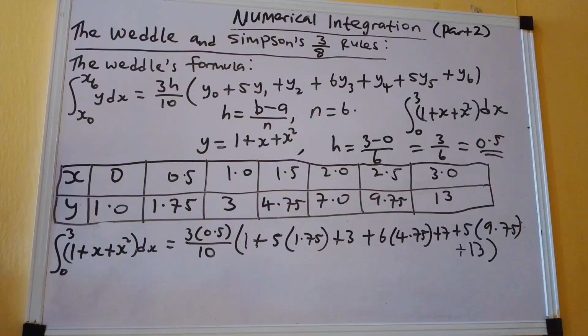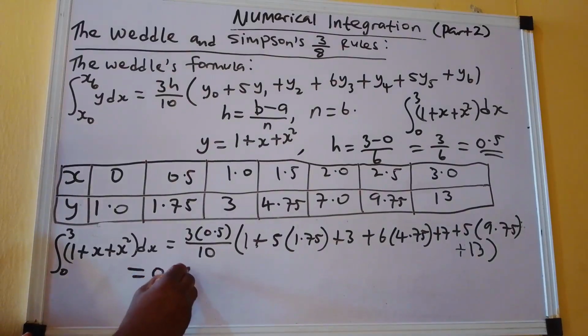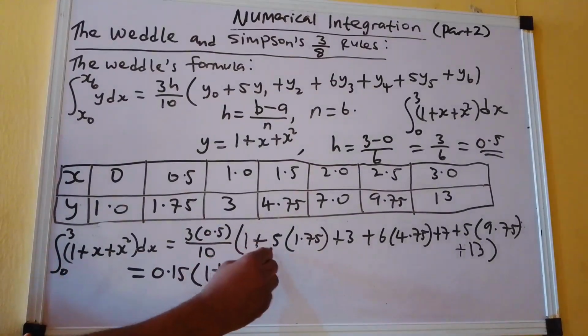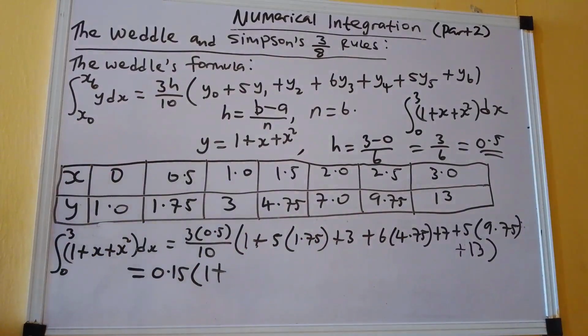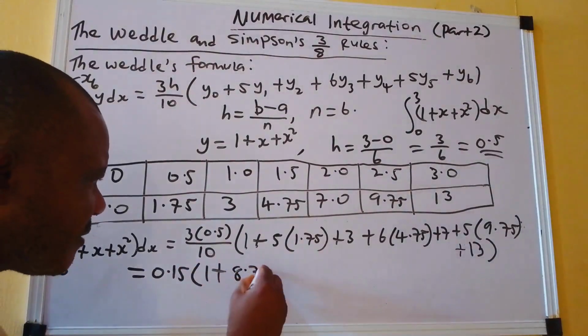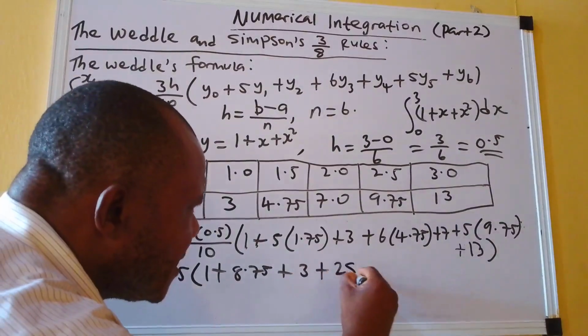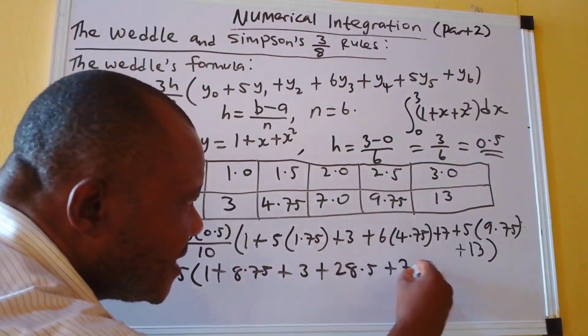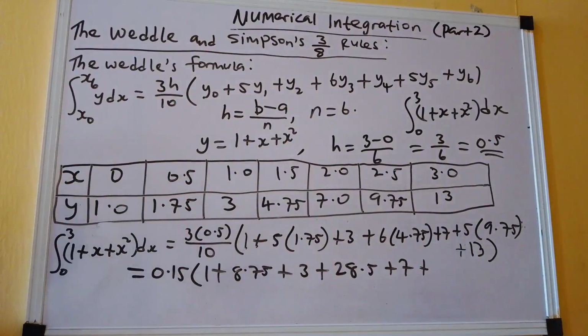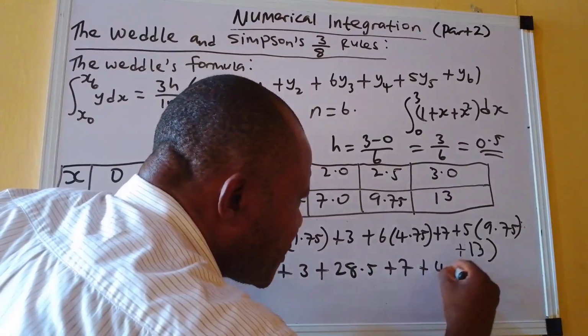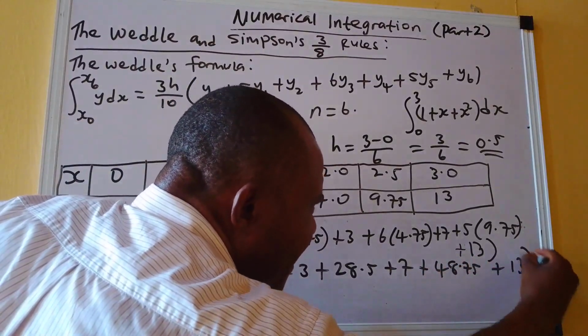So when you now begin to open the bracket, you have 3 times 0.5 divided by 10, which gives 0.15. So this will be equal to 0.15 into 1 plus 5 times 1.75, which gives 8.75. 8.75 plus 3, plus 6 times 4.75, which is 28.5. Plus 28.5, plus of course our 7 here, plus 9 times 5.75, which will be 48.75, then of course plus our 13. Then you cover the bracket.